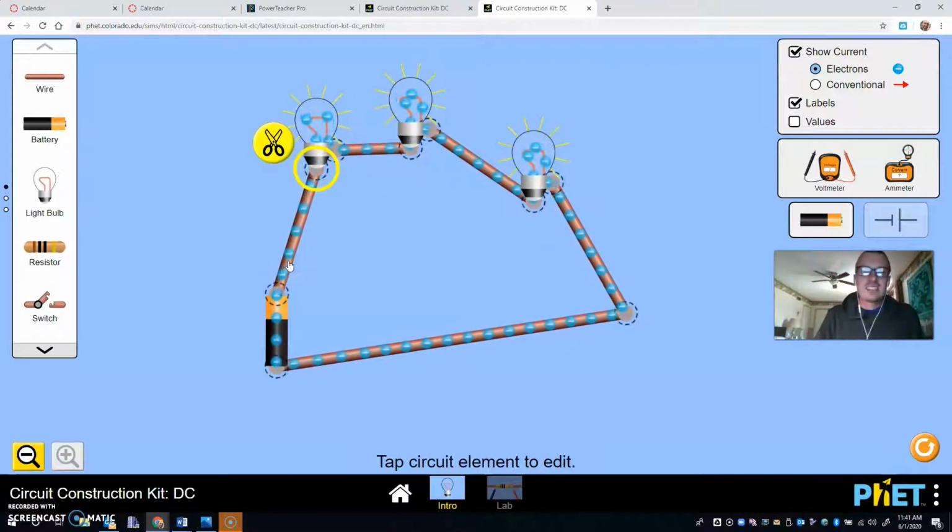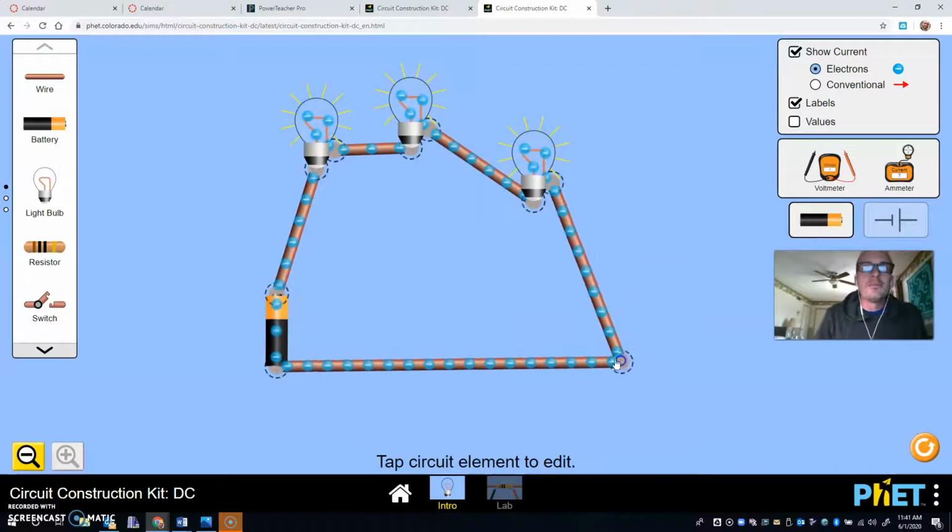Now, look at this. They call this a circuit or a loop. Look at this loop here. How many paths are there possible to take to get from one side of the battery to the other? Answer, only one. There's only one possible path that you can take to get from this side of the battery to that side of the battery.